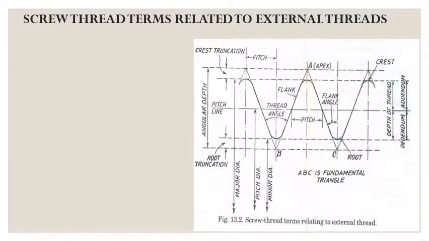Now let us go with the screw thread terminologies, especially related to external threads. This is the general diagram which we can see for a screw thread. Here we can see some of the important parameters: crest truncation, pitch, apex, angular depth, root truncation, major diameter, minor diameter and pitch, depth of the screw thread, addendum, dedendum, root, crest.